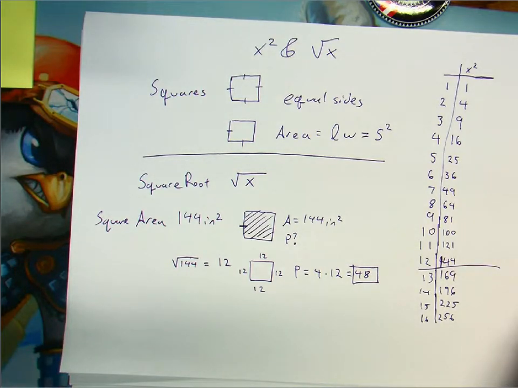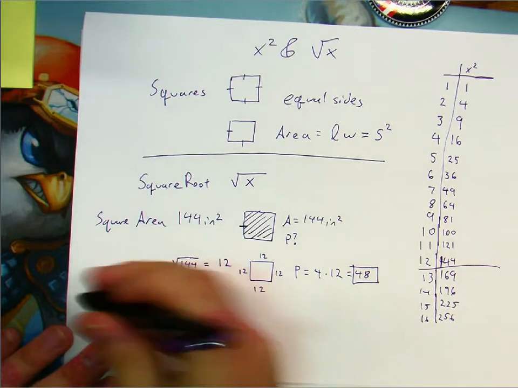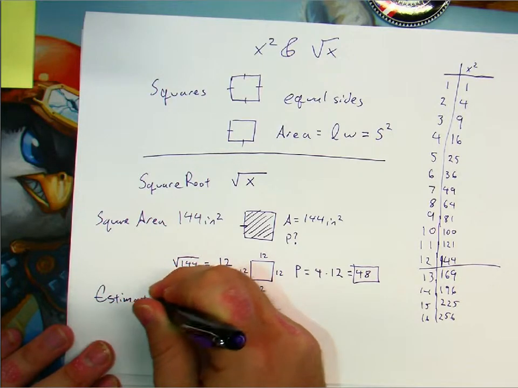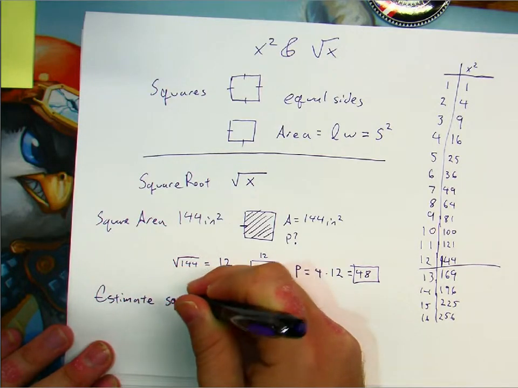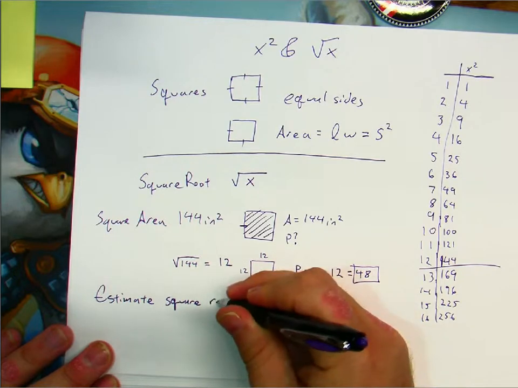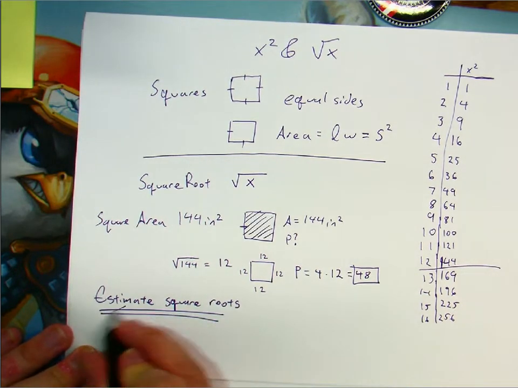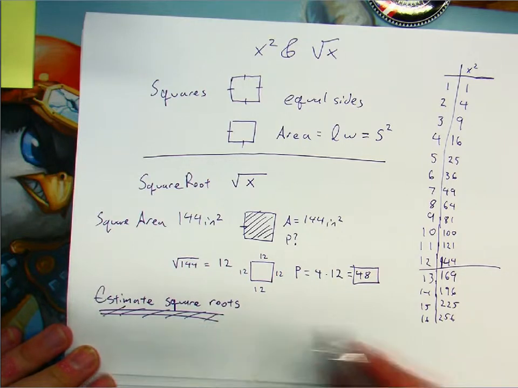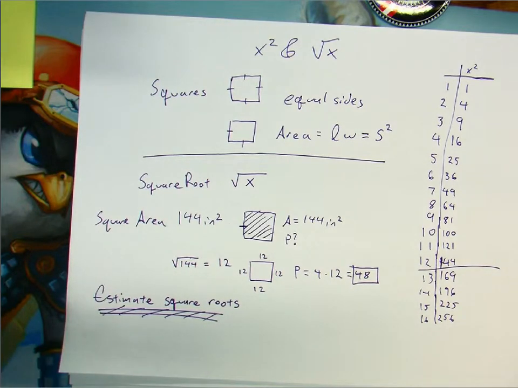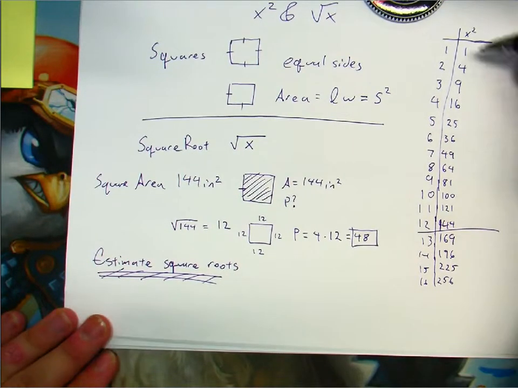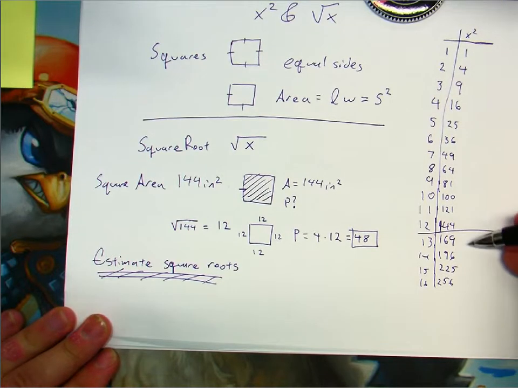Now, one of the things that I want us to be able to do is to estimate square roots. Okay? This wasn't on the pre-assessment, this isn't on the homework, but this is a really important skill to have as we move forward in algebra. We want to be able to estimate square roots, right? Because look at our chart here. We have all of these numbers.